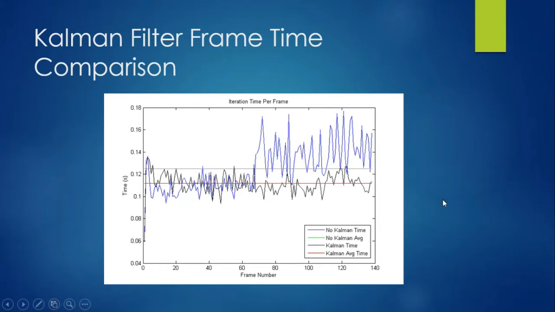However, if I repeated the process, but rather than saving off the number of iterations needed, instead saved off the total time needed to process, it's clear that adding the Kalman filter greatly increases the processing speed. This blue line represents the non-Kalman filtered time, and the green line represents the average amount of time needed to process each frame. The black line represents the Kalman filtered times, and the red represents the average. So as you can see, there's a difference between the non-Kalman and Kalman filtered algorithms.